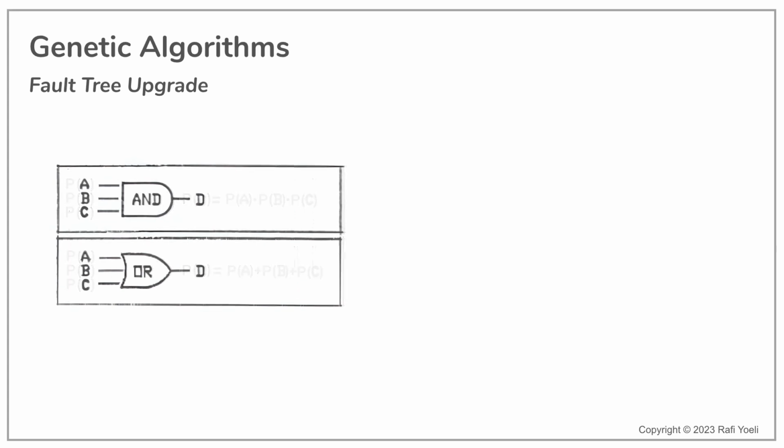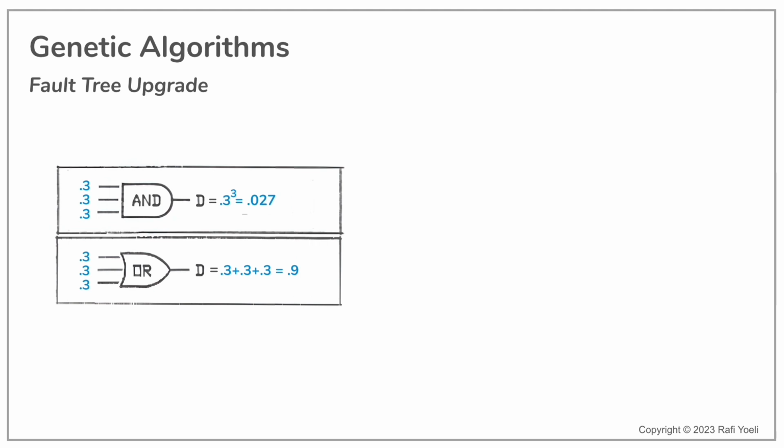Let's assume that probability of failure per hour is 30%, admittedly an almost unrealistically high number, but used here just to show how the math works. And this is the result. Note that 0.027 is an order of magnitude smaller than 0.3. In other words, we created triple redundancy. Going through the second type of gate, however, has the opposite effect. Here is the result, a probability of 90% that the system will fail.